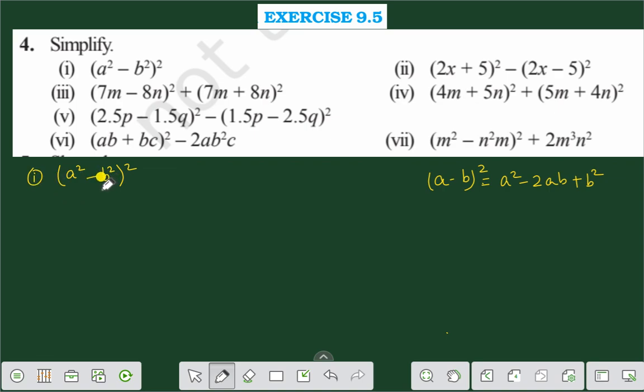Here we have a square minus b square whole square, right? Then using this identity, a square whole square minus 2ab, 2 into a square into b square, plus b square whole square. That means we are getting a to the power 4 minus 2 a square b square plus b to the power 4. This is the answer of question number 1.